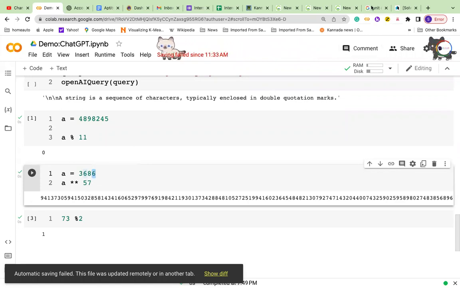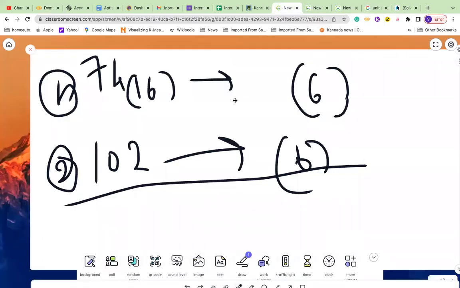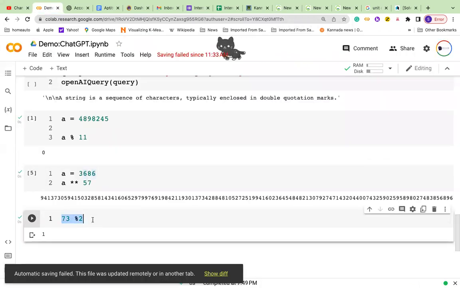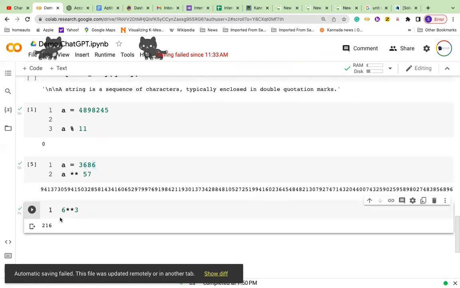So how should we get the cyclicity? The cyclicity is: 6 to the power of 1 is 6, 6 to the power of 2 is 36, and 6 to the power of 3 is 216. So all are remaining 6. The cyclicity is 1. So you know how to get the cyclicity.